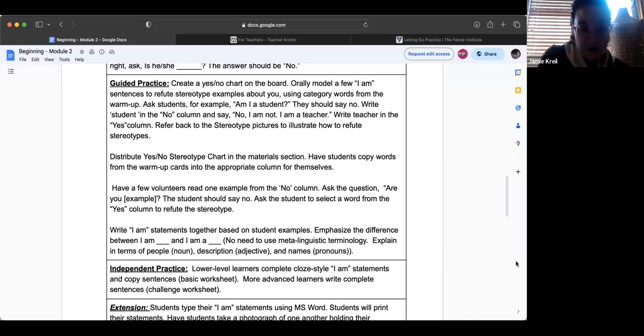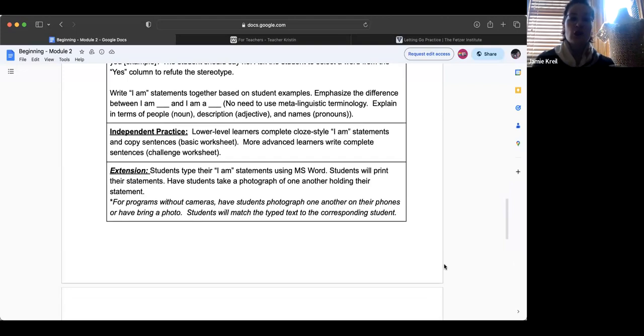So, but then we'll write a couple of I am statements together and emphasize the difference between I am or I am a. You don't need to use metalinguistic terminology at this point, but you can with higher level students, and explain in terms of people, description, and names, pronouns. And move into the independent practice. Lower level students have a sentence stem, I am statements, and they can copy their sentences. And then more advanced learners write complete sentences. So we have the basic worksheet and the challenge worksheet just as a way to extend it to higher level learners.